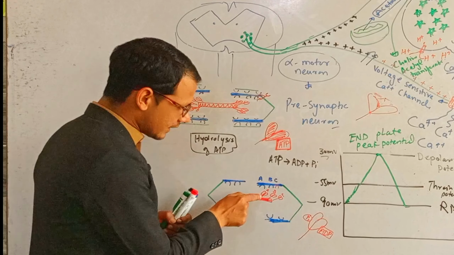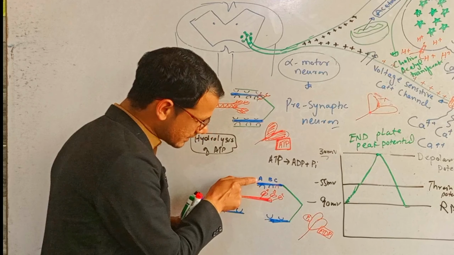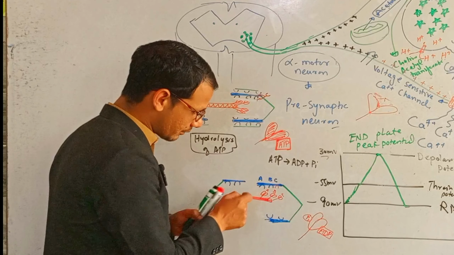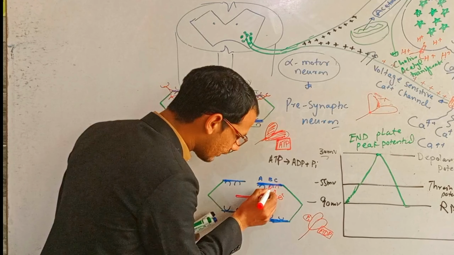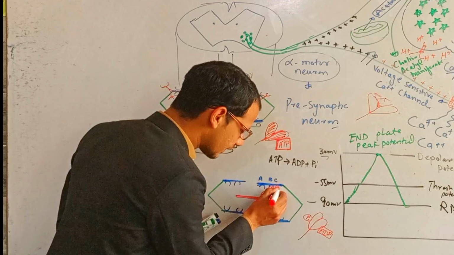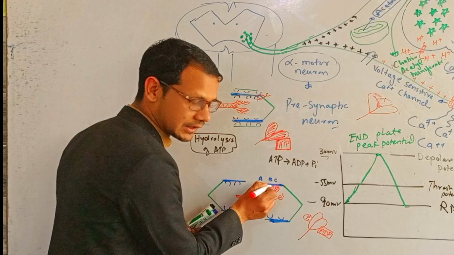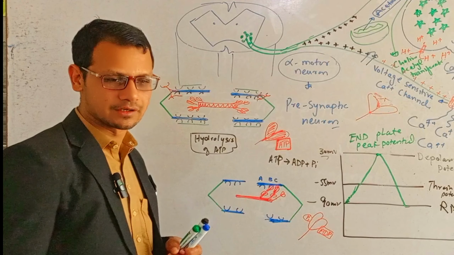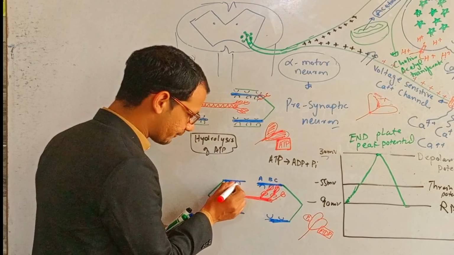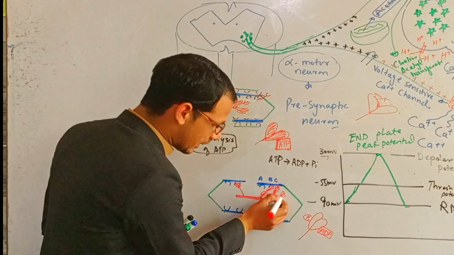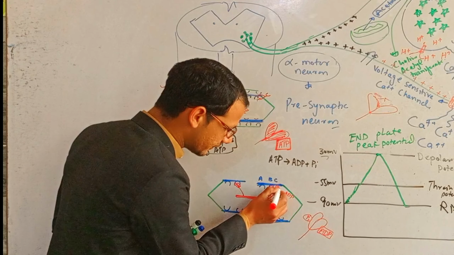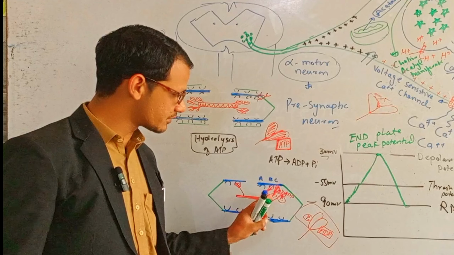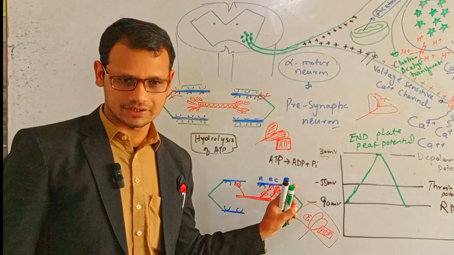If head A is attached to site A, it cannot contract. It must go and bind to the next site. For example, A will bind to B, B will bind to C, C will bind to D, and D will bind to E, and so on. But now phosphate and ADP are attached to these heads. This is called the attachment of the heads to the actin sites.